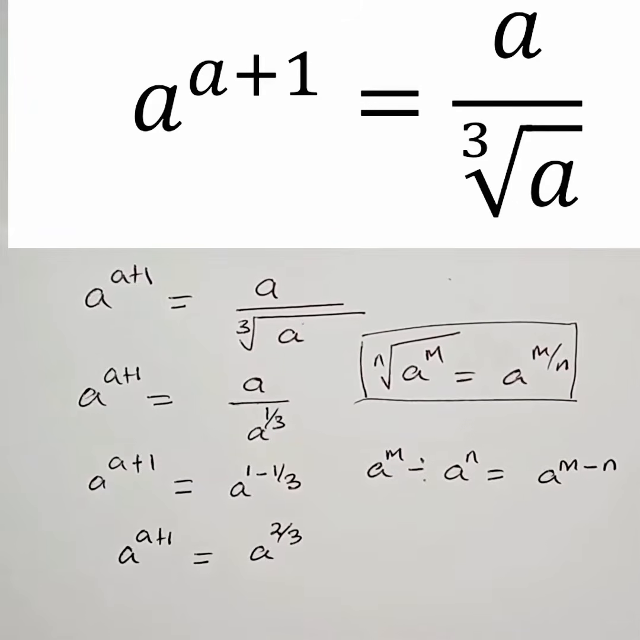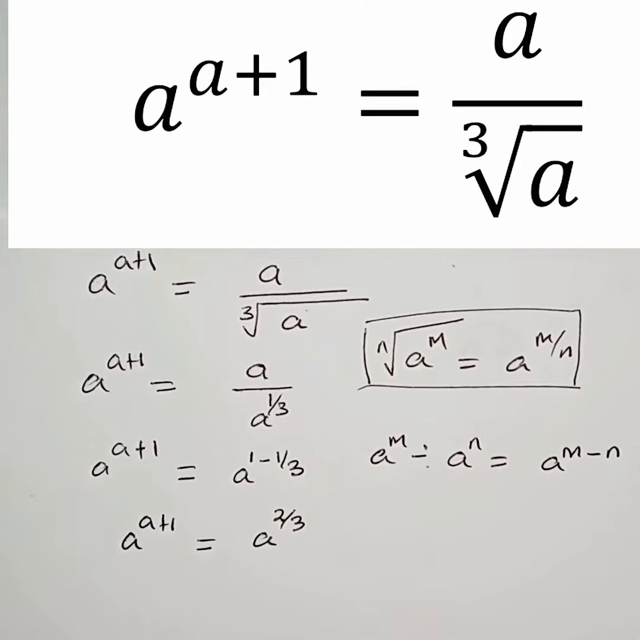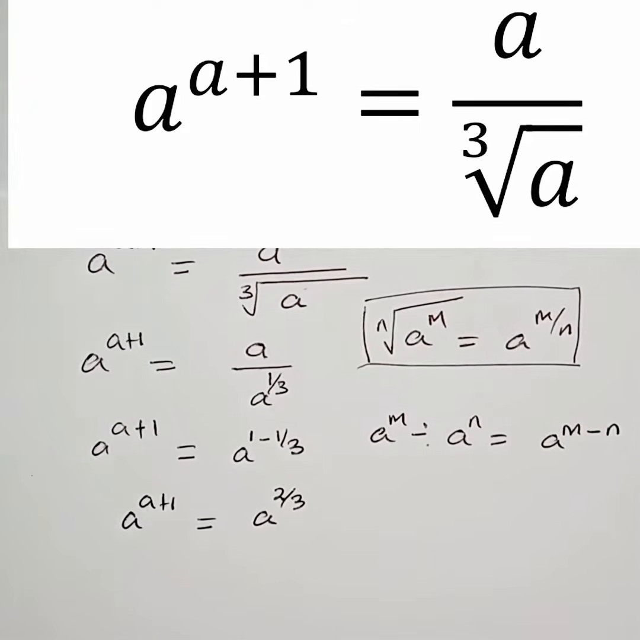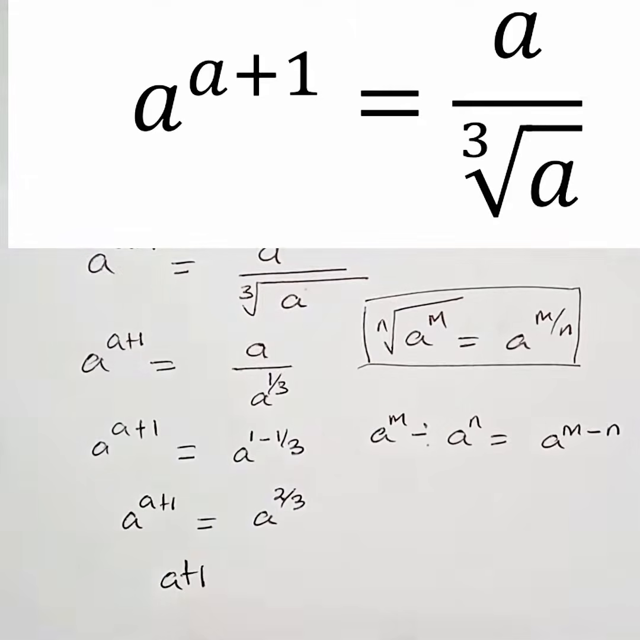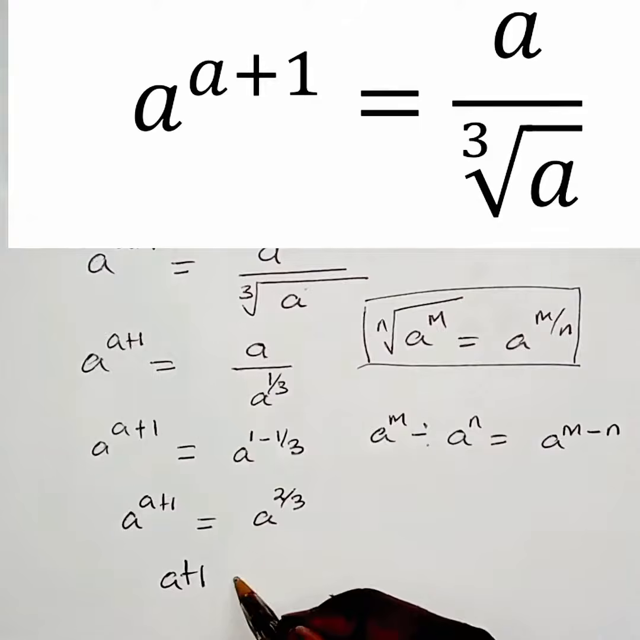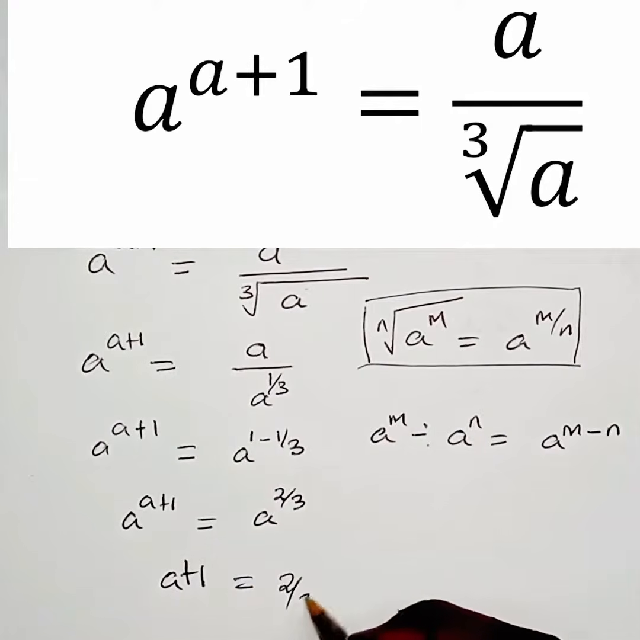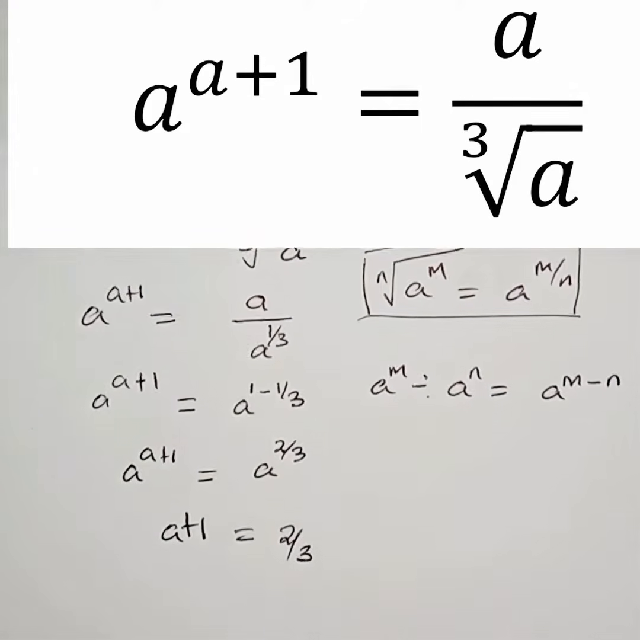But now if you look closely at that equation, you realize that we've got the same basis, the basis a there, which means the exponents are the same. We have the same basis, so the exponents are the same. So we are going to say a plus 1, this exponent, is equal to 2 over 3, right? Then we're going to solve that equation.